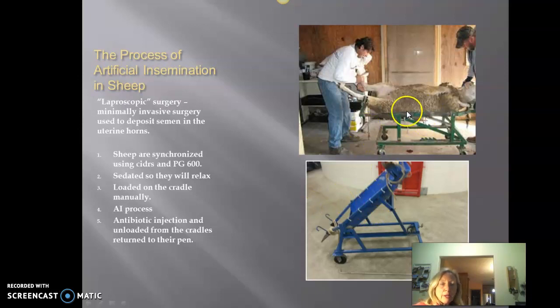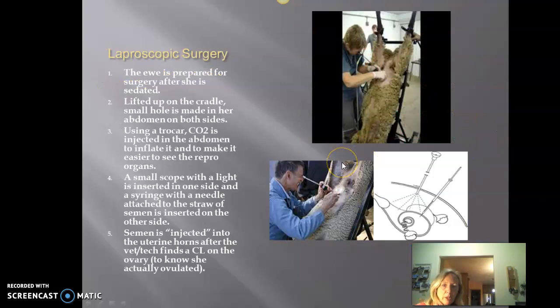Loading the ewes into a cradle is hard physical work. That's the hardest part of the AI process, I think, finding a crew that can work for 8 hours lifting those sheep in the cradle, rolling them in the cradle. So here's how we AI the ewe.